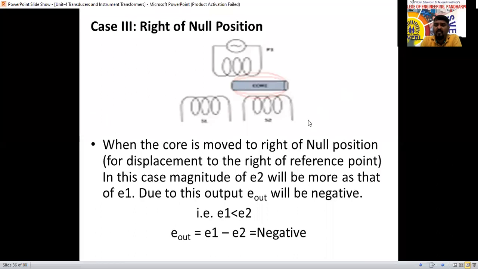Can you draw the graph, any one of you? Can you draw the graph? So you consider this one as E output. This is the output. And you take the x-axis and y-axis. Displacement you take along the x-axis. This is displacement, and here E out. How do we have to draw the characteristics of the LVDT? Can anyone tell?